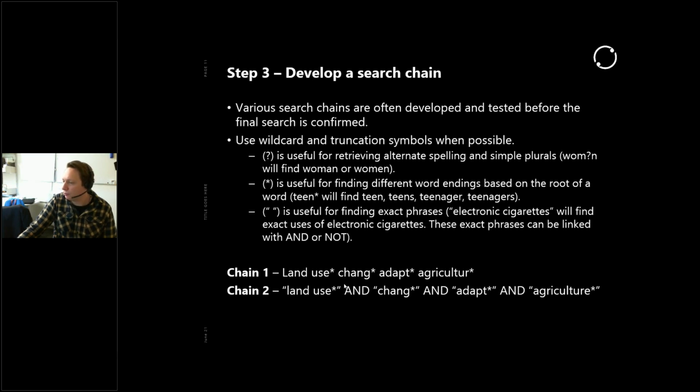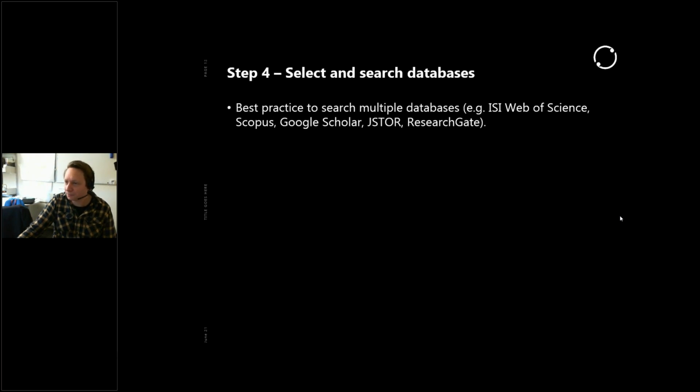So we have land use, changes, adaptation, and agriculture. As well, we also did this modified search in which the words were linked, but we were looking for the exact examples of these different words in full. So those were the search chains that we deployed to ISI Web of Science.